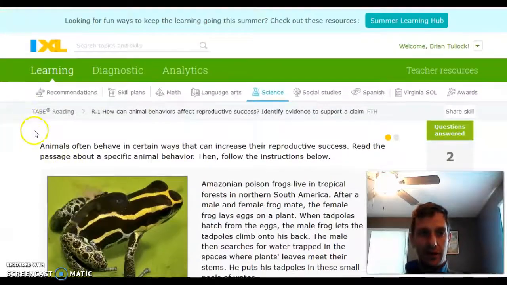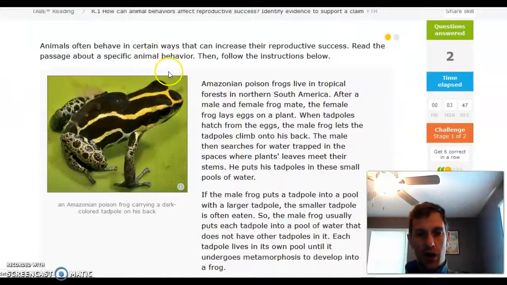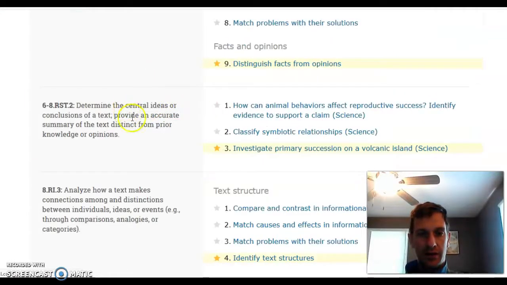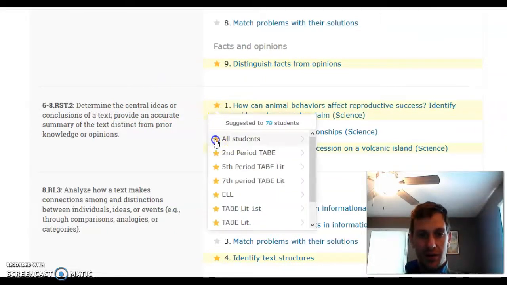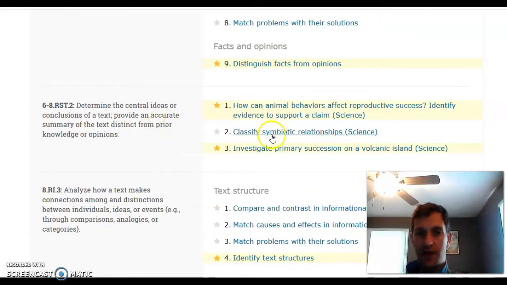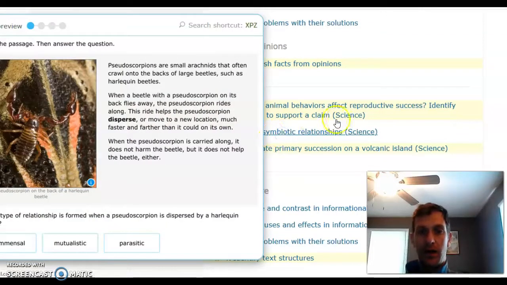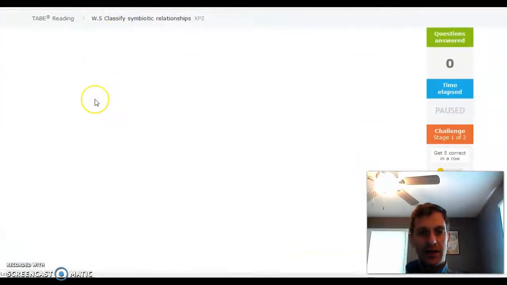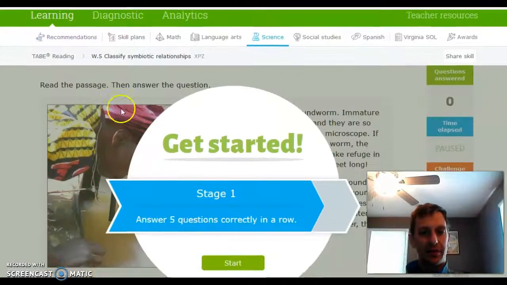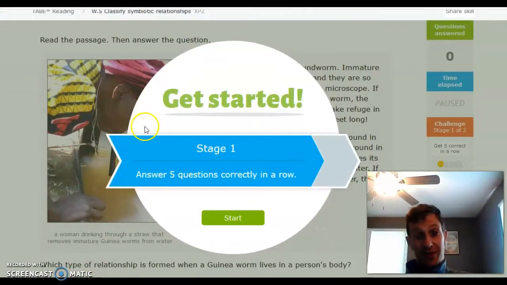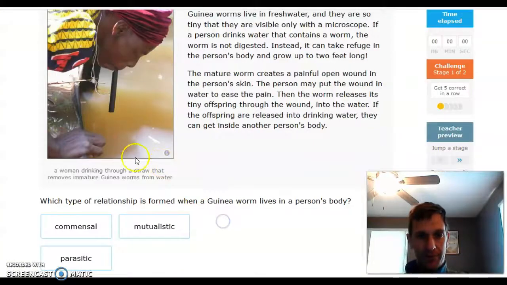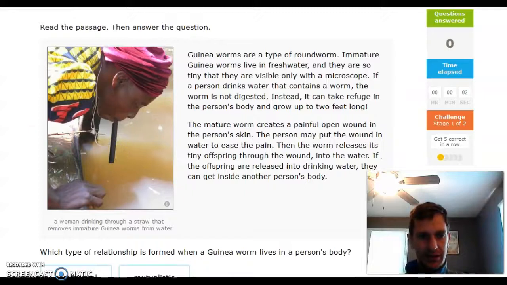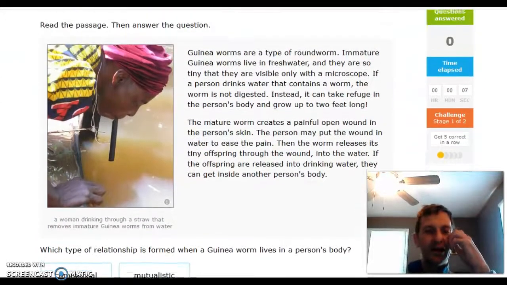All right. So here's one of the skills you can practice. As you can see, I'm starring it right now. I'm putting it to all the classes, so you should have it there now. All right, let's go to this one. This is classifying symbiotic relationships. Now, I'm not a science person myself, so some of this stuff is not up my alley. I'm more of social studies, but look at this picture. Wow. All right, let's look at it.